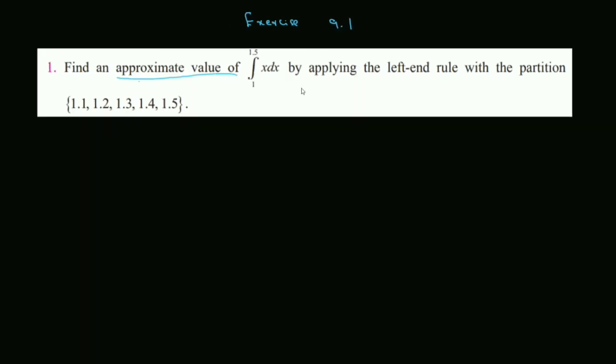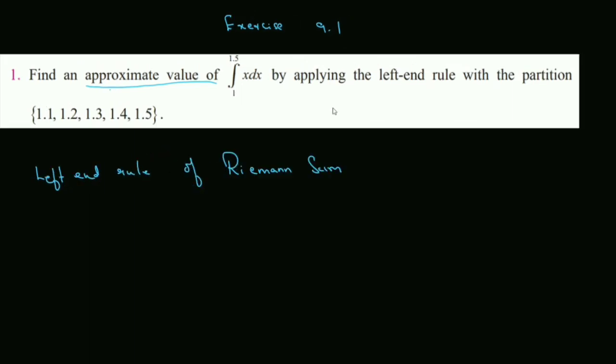Find an approximate value of the integral from 1 to 1.5 of x dx, applying the left hand rule. So we are going to use the left hand rule of Riemann's sum. Here the partition is given. The lower limit is 1, so take a as 1. The upper limit is 1.5. In between, the partition itself is given.